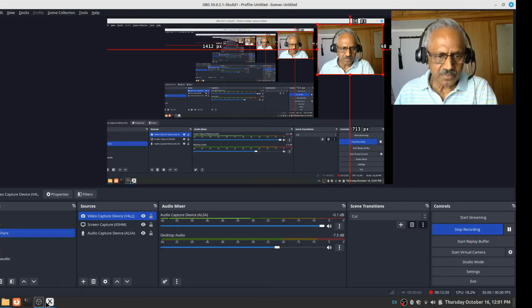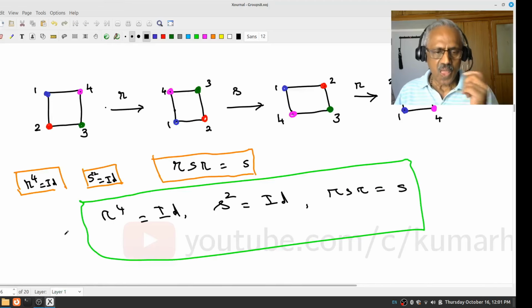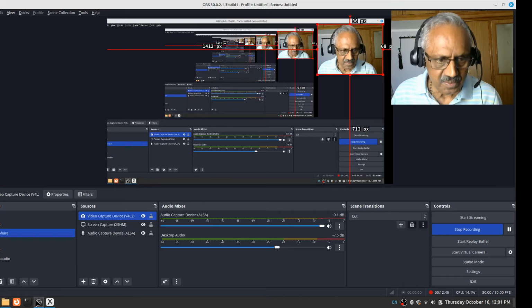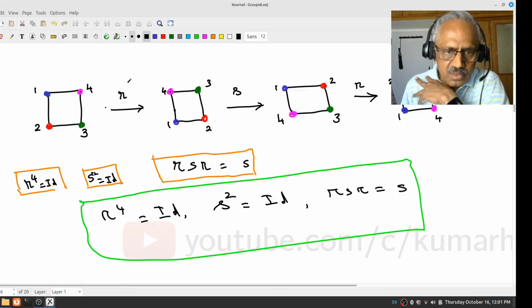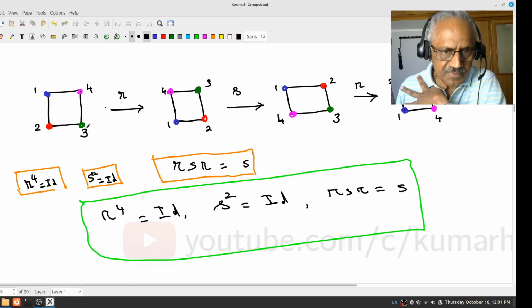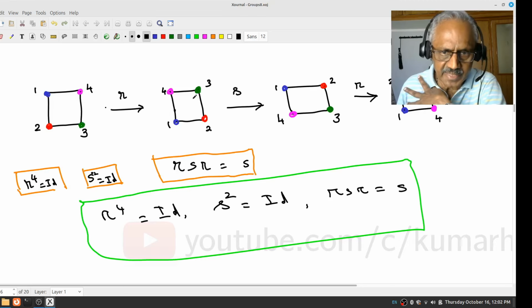Oh, I forgot to share the screen. Sorry, let's go back. I'm screen sharing. So, I want to know R, 1, 2, 3, 4. This is the original configuration of the square, and rotate it by pi by 2 in the anti-clockwise direction. Then I get this picture. 1 comes here, 2 goes here, 3 goes here, 4 goes here. Did I get it?